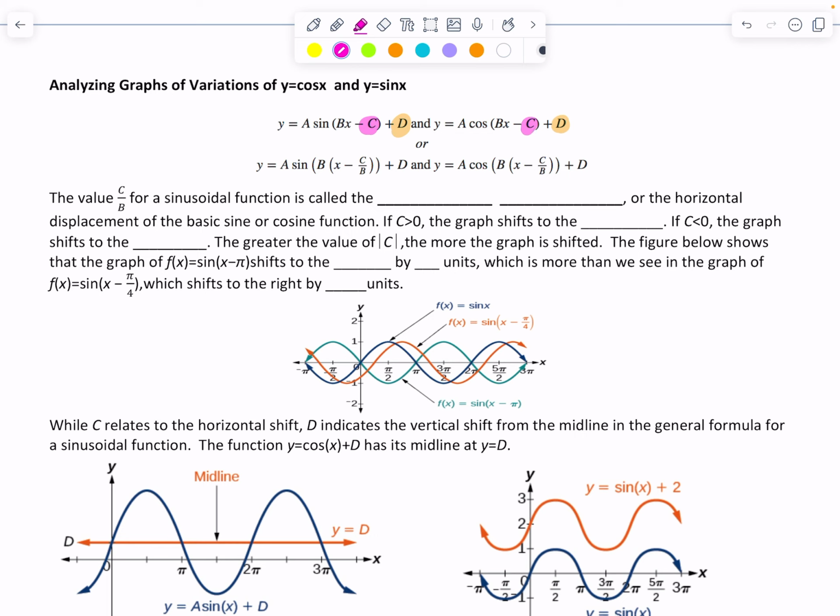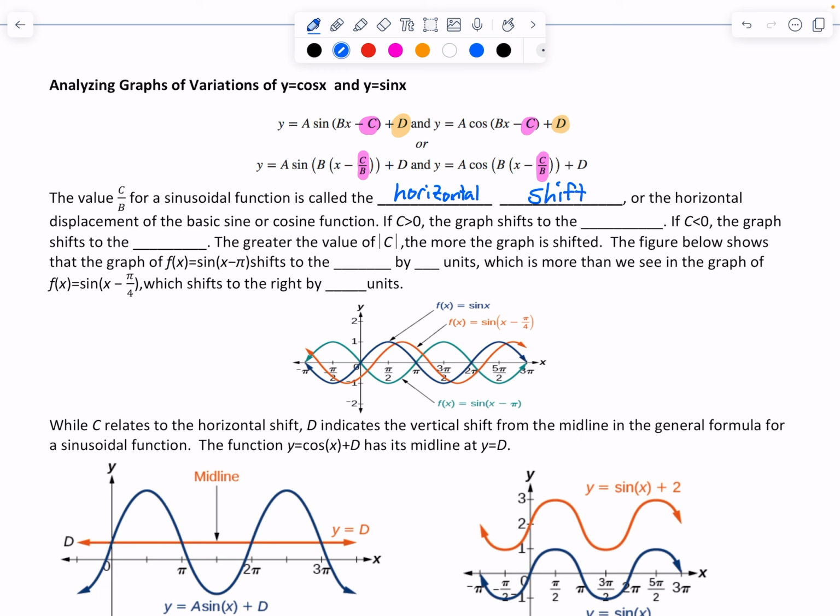The kicker is, though, it's always c over b. And we have to factor it out. So the value of c over b for a sinusoidal function is called the horizontal shift, or displacement, of a basic sine or cosine.